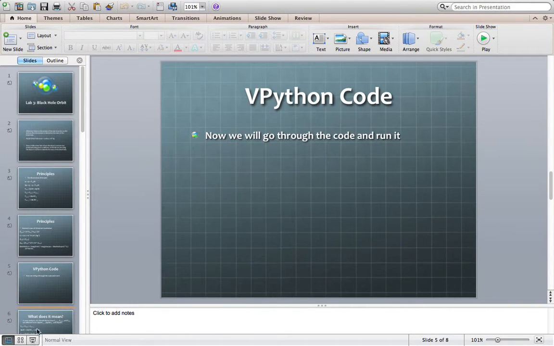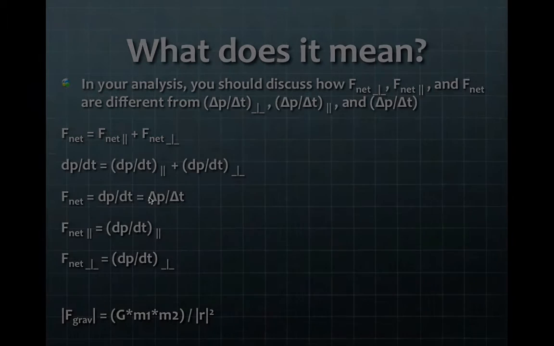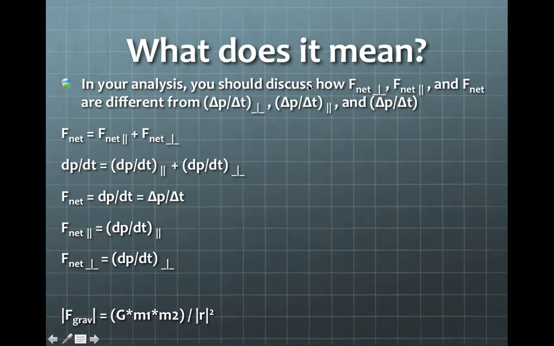Next, let's answer some "what does it mean" questions. In your analysis, you should discuss how F net perpendicular, F net parallel, and F net are different from dp dt perpendicular, dp dt parallel, and dp dt. We've already stated the momentum principle and the gravitational force, and we'll use this to answer this question. It is different in the way that they are calculated.